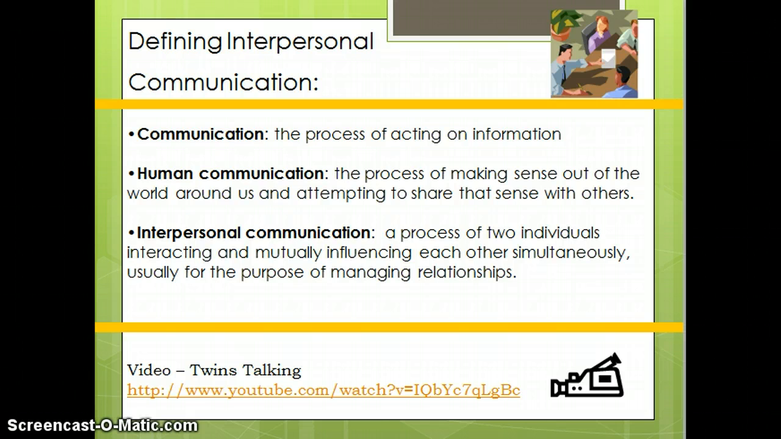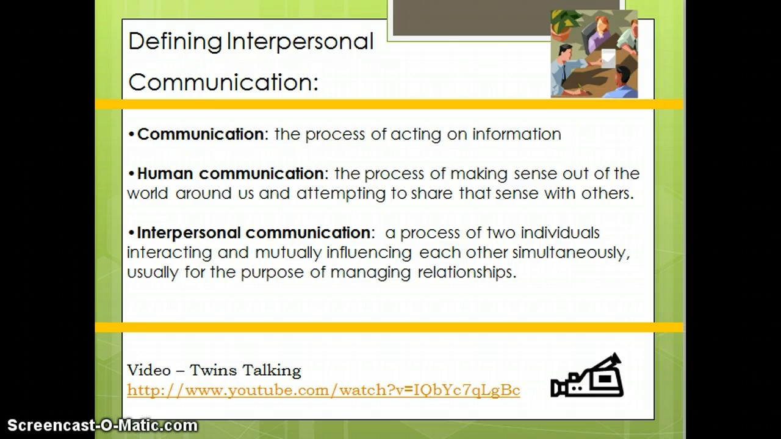Interpersonal communication is the process of 2 individuals interacting and mutually influencing each other simultaneously, usually for the purpose of managing relationships. I've attached to the bottom of this slide a hot link that goes out to a YouTube video that shows 2, probably 18 or 19-month-old twins talking, and that's what I want you to do. I'd like you to click on this link, go out and watch the twins talking, and see if it matches that definition of interpersonal communication above.